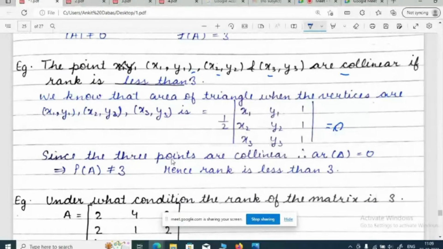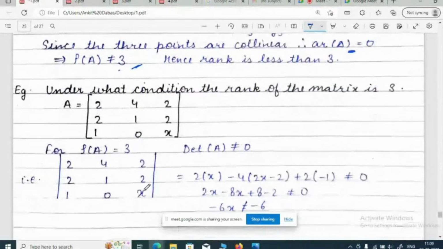So the rank of the matrix cannot be equal to 3, because we just saw by the standard definition that if this is not equal to 0, we could have said that rank of A is equal to 3, but in this case, because the points are collinear, the rank cannot be equal to 3, hence it will be less than 3.